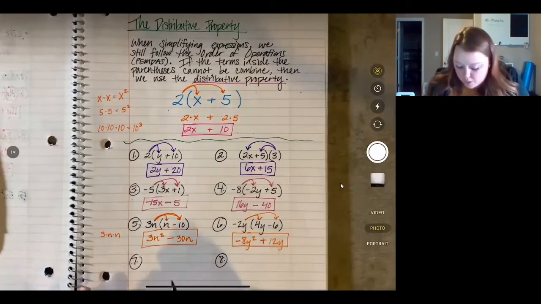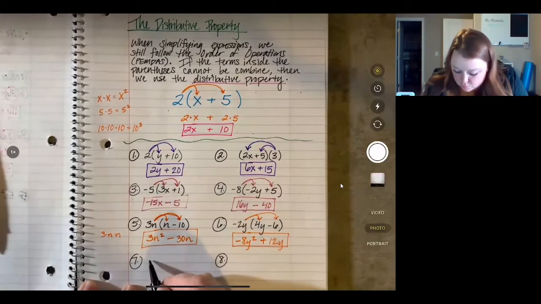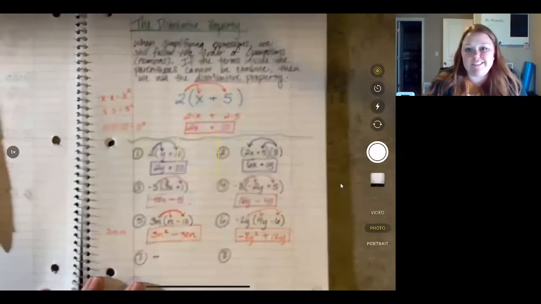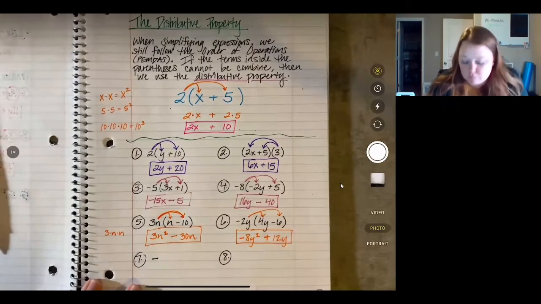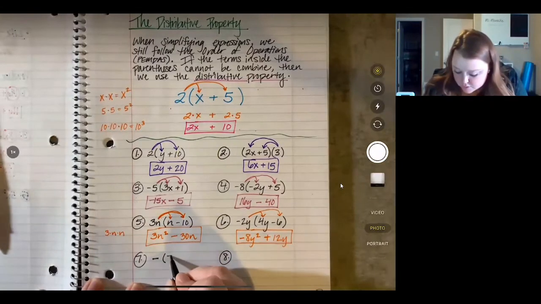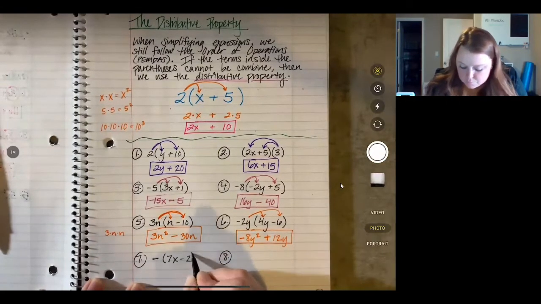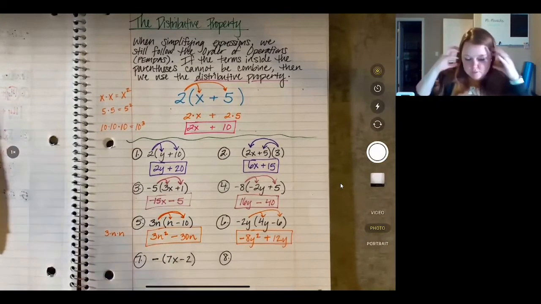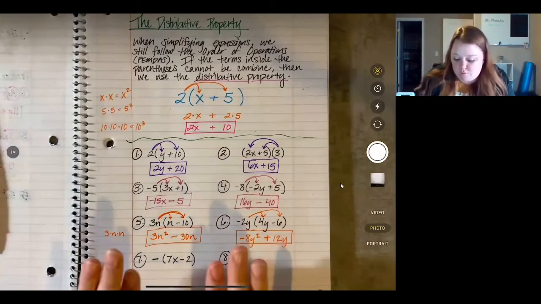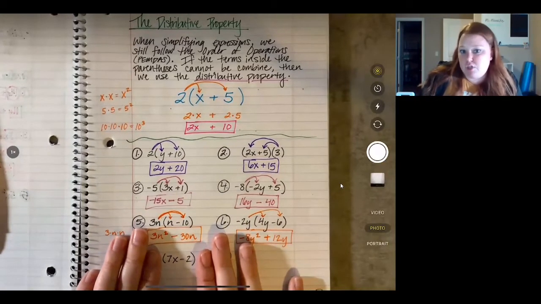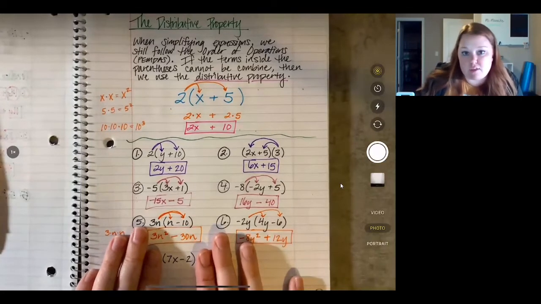Okay, so let's say out front of your parentheses isn't a number, it's just a minus sign. And then inside your parentheses, you have 7x minus 2. Order of operations is always kind of in the forefront of our mind. 7x minus 2. Can I actually combine those? Can I subtract the 2 from the 7x? No, I can't. They're not like terms.